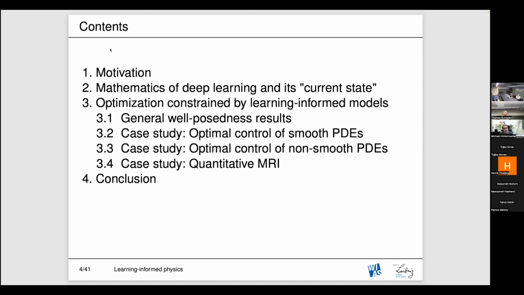Then I'll return to my initial setting, optimization constrained by learning-informed models, talk about some general results, then flash up a specific PDE which has smooth components and a PDE which has non-smooth components. I'll tell you more about the distinction later on. Time permitting, I'll say a few words on the application of this, quantitative MRI, and conclude at the end of the presentation.